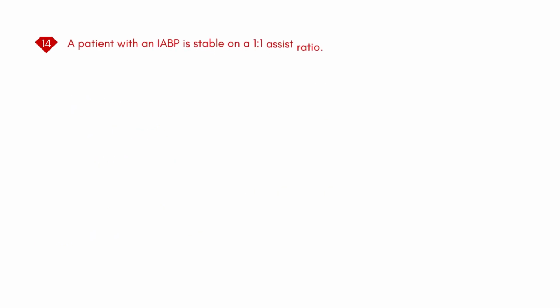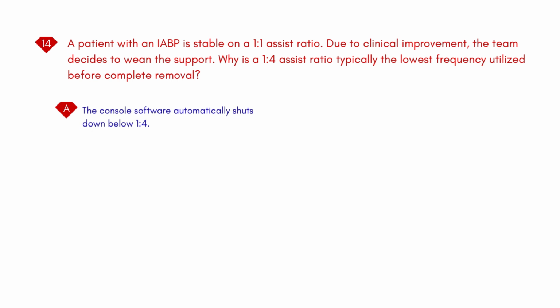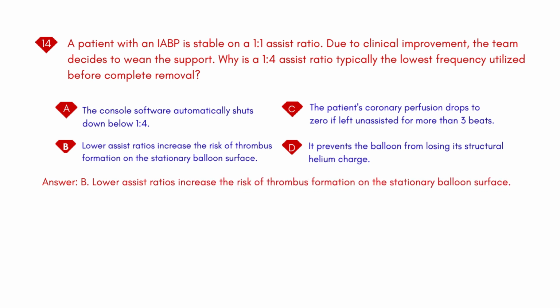A patient with an IABP is stable on a 1-to-1 assist ratio. Due to clinical improvement, the team decides to wean the support. Why is a 1-to-4 assist ratio typically the lowest frequency utilized before complete removal? A. The console software automatically shuts down below 1:4. B. Lower assist ratios increase the risk of thrombus formation on the stationary balloon surface. C. The patient's coronary perfusion drops to 0 if left unassisted for more than 3 beats. D. It prevents the balloon from losing its structural helium charge. Answer: B. Lower assist ratios increase the risk of thrombus formation on the stationary balloon surface.